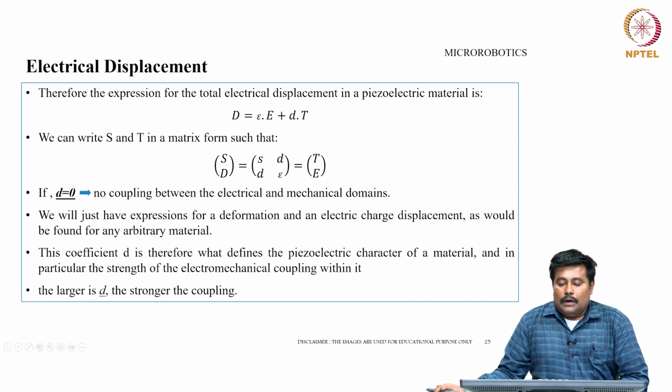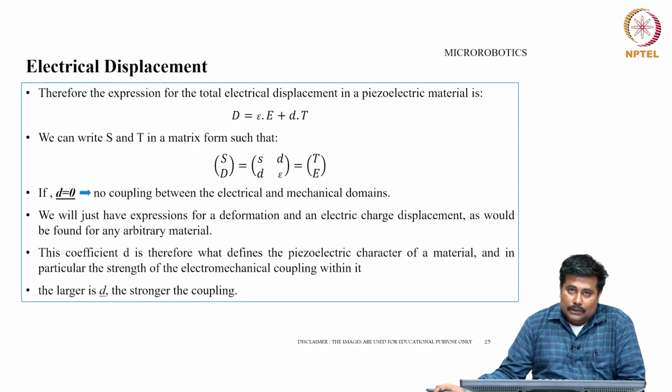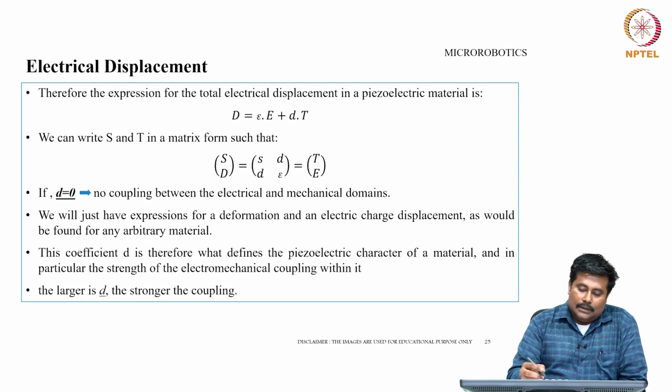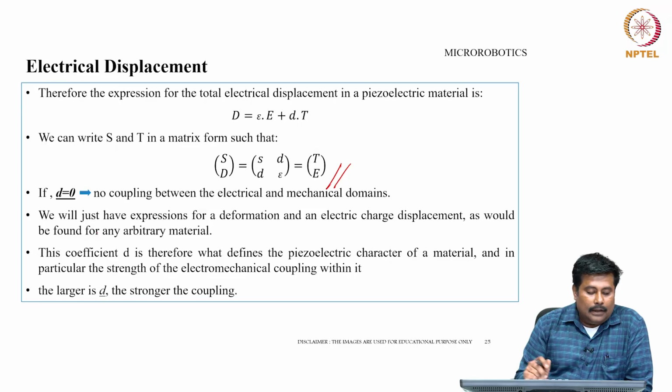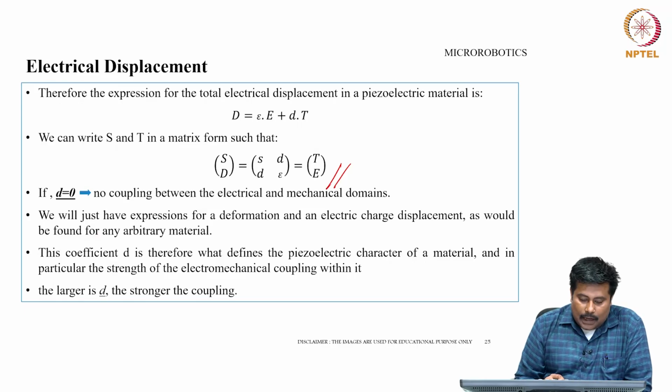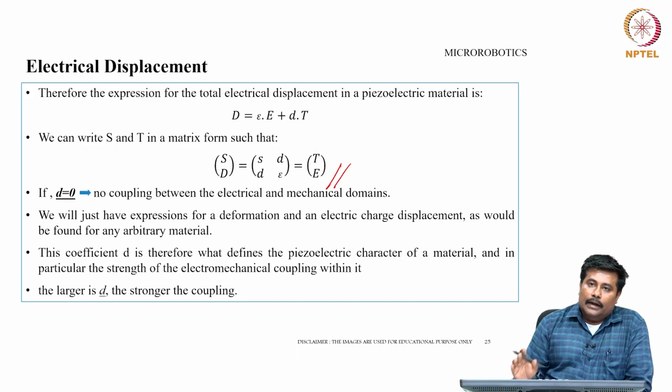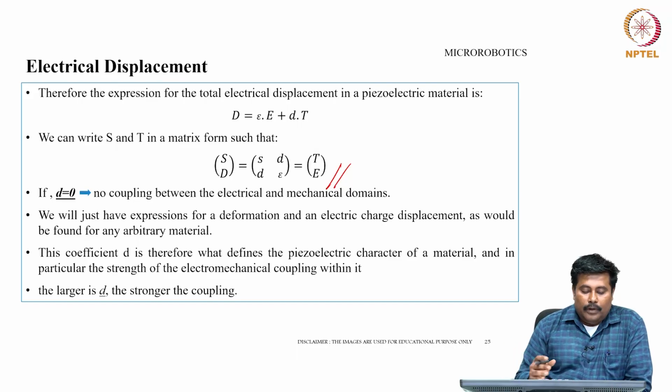Therefore, the expression of the total electrical displacement in the piezoelectric material is D equals epsilon E plus d dot T. We can write S and D in matrix form, as represented over here. If d equals 0, there is no coupling between the electrical and the mechanical domains, so we will just have an expression for a deformation and an electric charge displacement as would be found for an arbitrary material. This coefficient d is therefore what defines the piezoelectric character of a material, in particular the strength of the electromechanical coupling within it.